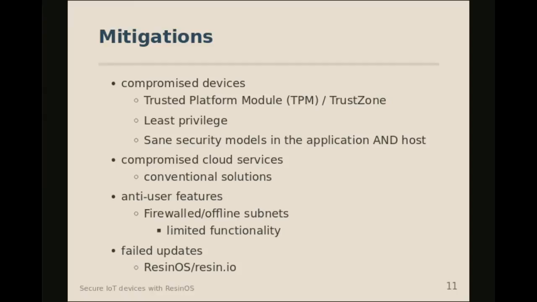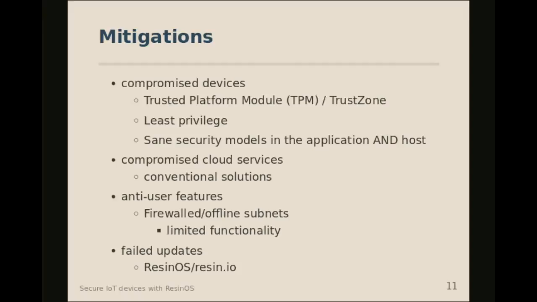Least privilege, right? That's just: don't give access to stuff you don't need access to. And then sane security, not only at the host level, but also the application level, and vice versa, right? As everyone should be focusing on security. The cloud services, we know, quote unquote, we know how to secure cloud services, or at least IoT doesn't really bring new things to cloud there. It just makes the targets more tempting.